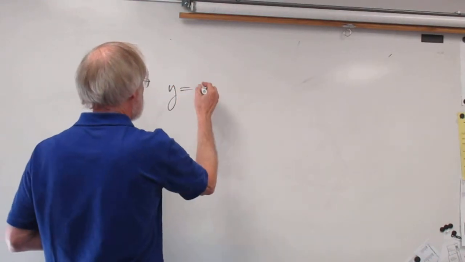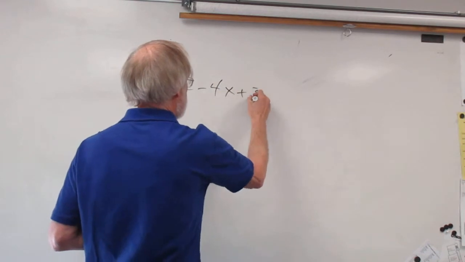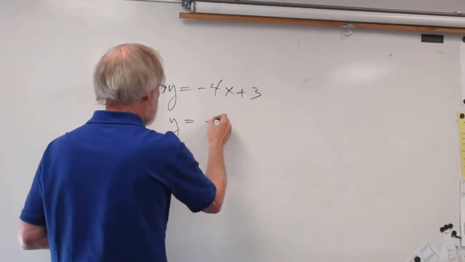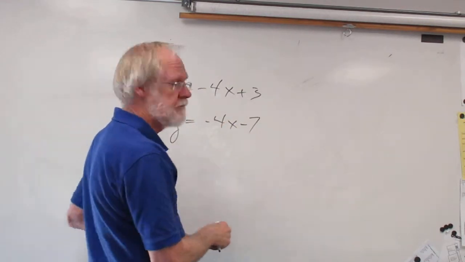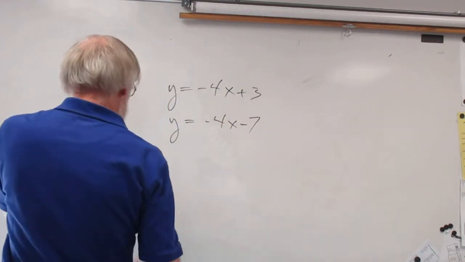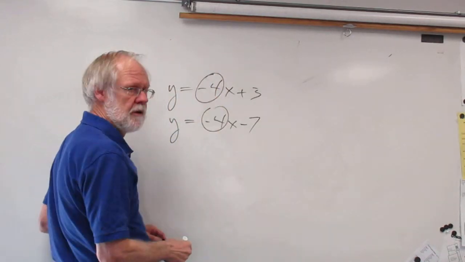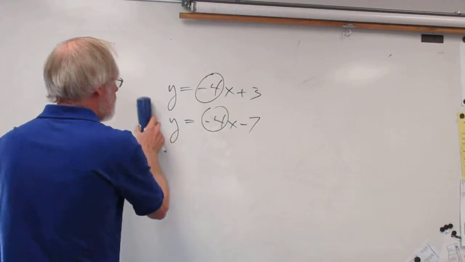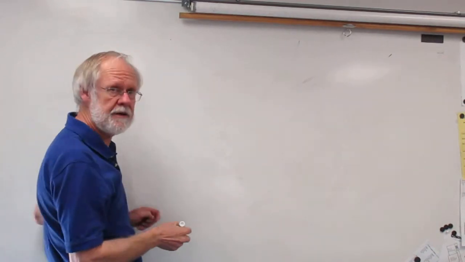y equals negative 4x plus 3, and y equals negative 4x minus 7. So clearly these two lines have different y-intercepts, but in fact they are parallel because they have the same slope. And remember, if an equation for a line is not in that form, you need to change it to see the slope.